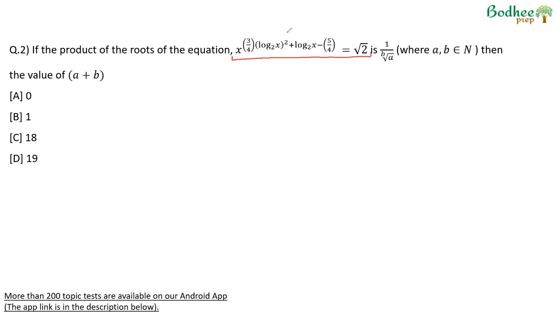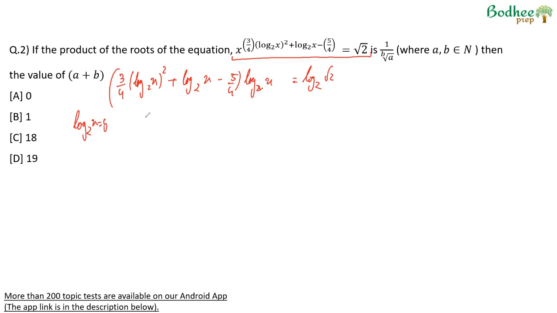log to the base 2 for this equation. The power comes down: 3 by 4 log x to the base 2 square plus log of x to the base 2 minus 5 by 4 log of x to the base 2, is equal to log of root 2 to the base 2. Now what I'm doing is I'm replacing log of x to the base 2 by y. So this becomes 3 by 4 y square plus y minus 5 by 4.